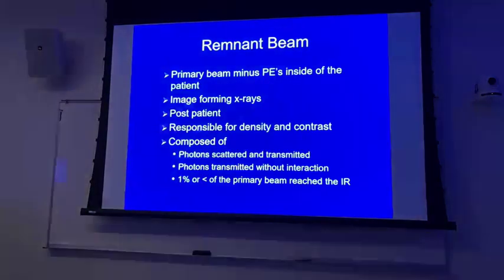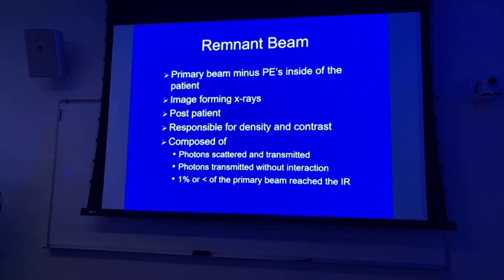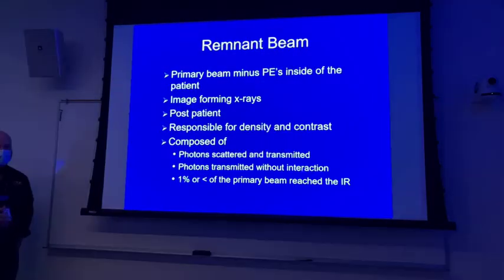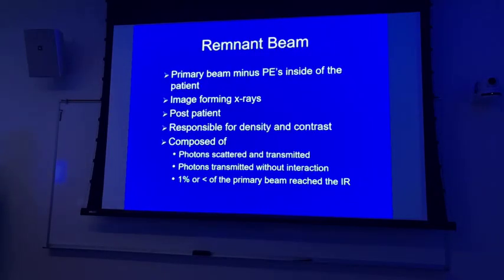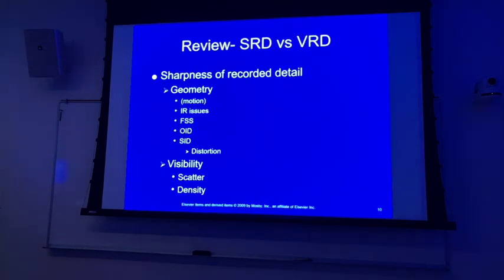The remnant beam is a very small fraction of the primary beam. So even at very high kVp, most of what's created is going to be absorbed inside of the patient. In part, if you think about the beam spectrum, your average beam energy is one third of the maximum. So at 80 kVp, what would that be, 20-something kVp is your average beam energy. So most of that's going to be absorbed inside of the patient.